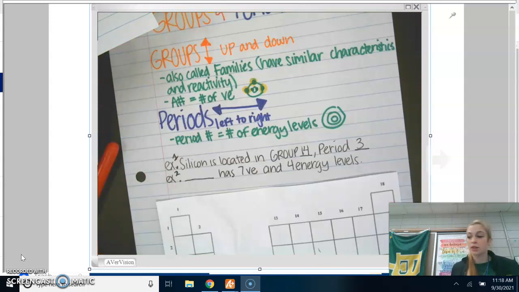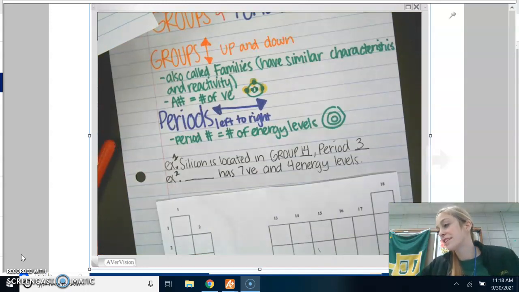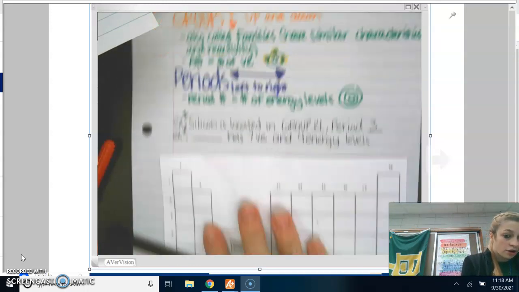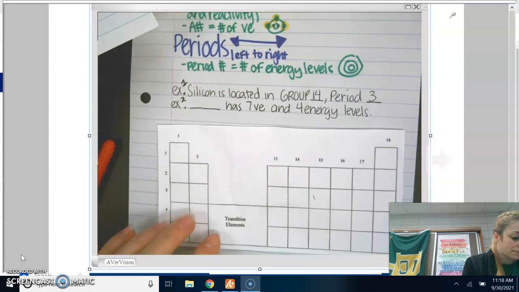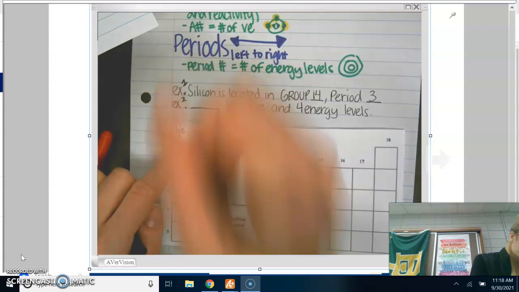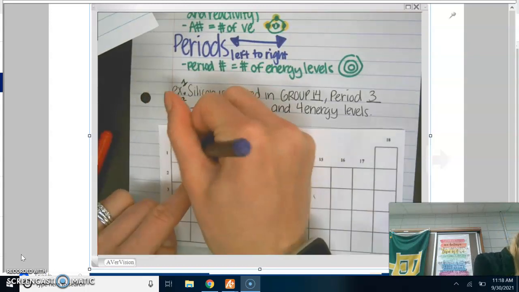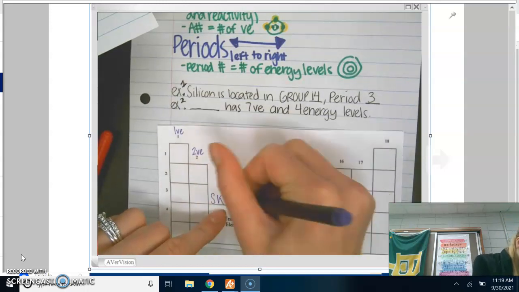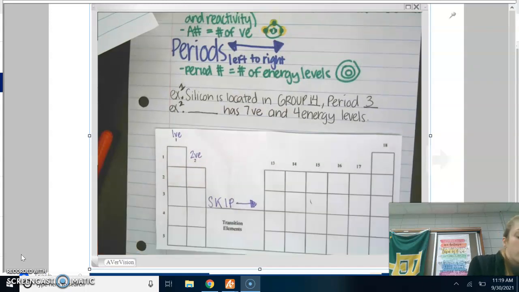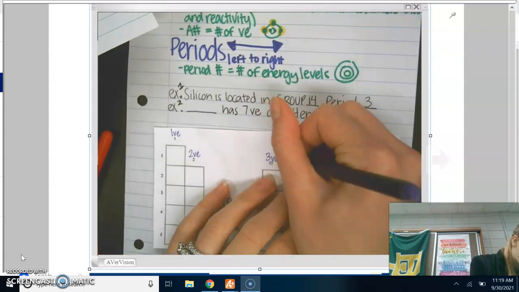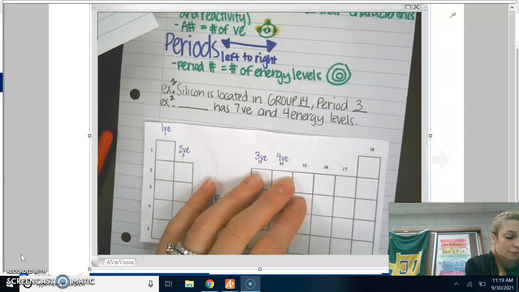All right, I just want to give you a little visual just to make this even more clear in case it's not 100% clear. On our little periodic table, let's label a few things. Group 1 has 1 VE. Group 2 has 2 VE. We skip the transition metals. Group 13 has 3 VE. 14 has 4 VE. So you're dropping the 1 because you're looking at the A number.